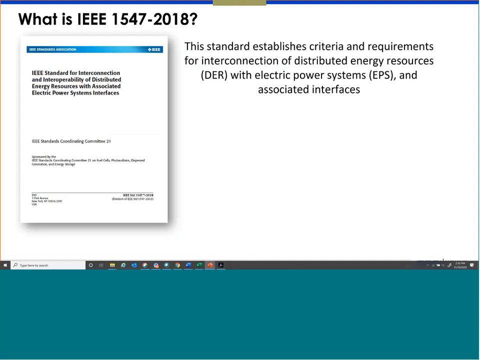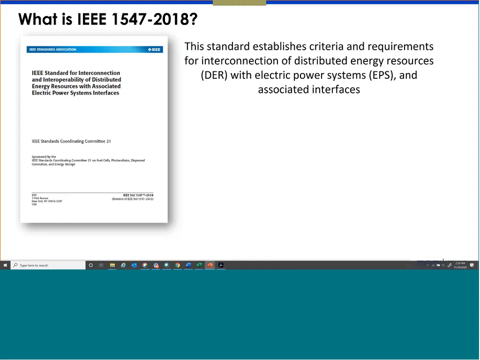So this is the standard I'm talking about. If you're not familiar with it, it's a DER interconnection standard applicable for any distributed energy resources connected on the distribution system. So it does not differentiate by voltage. It uses the term that if it's distribution connected, then this standard will be applied. And I think it clearly says that this standard is not meant for transmission connected systems.